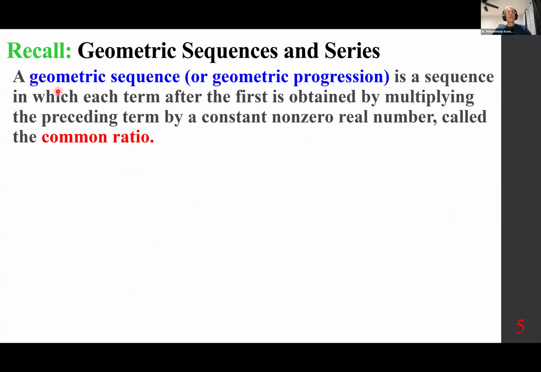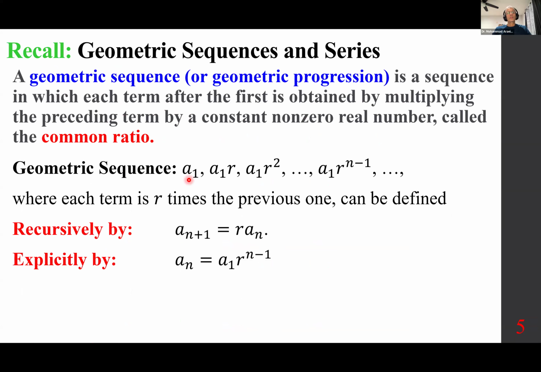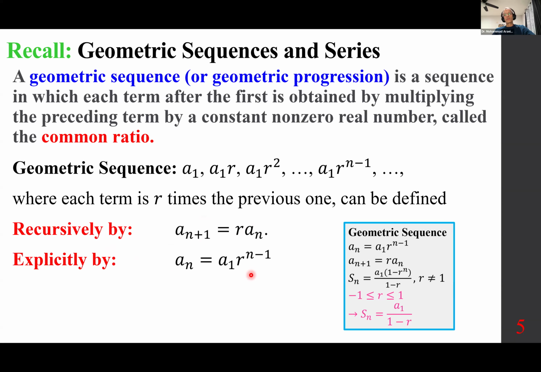A geometric sequence, or geometric progression, is a sequence in which each term after the first is obtained by multiplying the preceding term by a constant non-zero real number called the common ratio. So in the case of a geometric sequence, we have a sub 1, a sub 1 times r, a sub 1 times r squared, and it continues. It can be defined recursively, a sub n plus 1 is r times a sub n, or explicitly, a sub n equals a sub 1 times r to the power of n minus 1. So that's the synopsis of those equations.